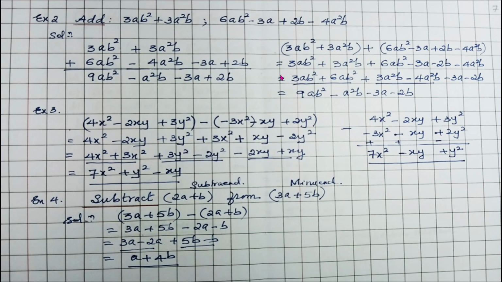Expressions. Now let us take one more example. Let us say we want to add 3ab² + 3a²b with 6ab² − 3a + 2b − 4a²b. Now write them in the vertical method.